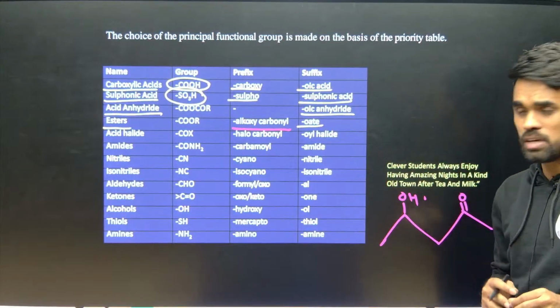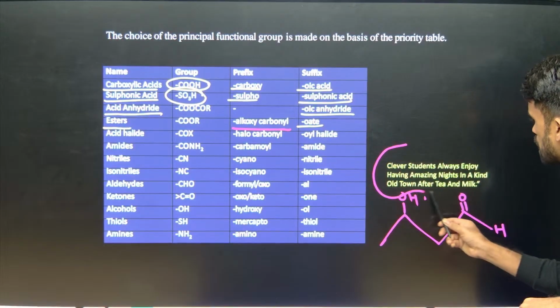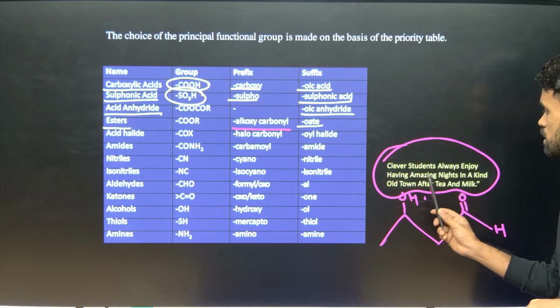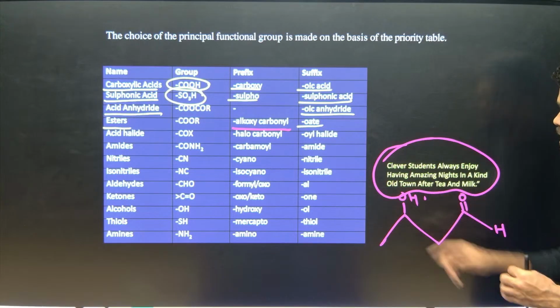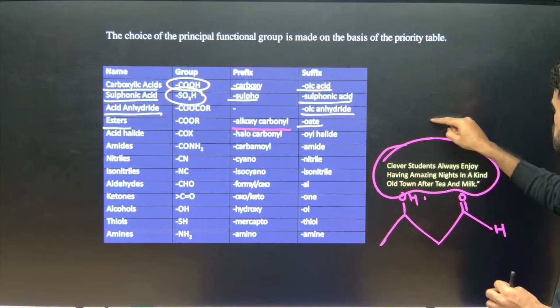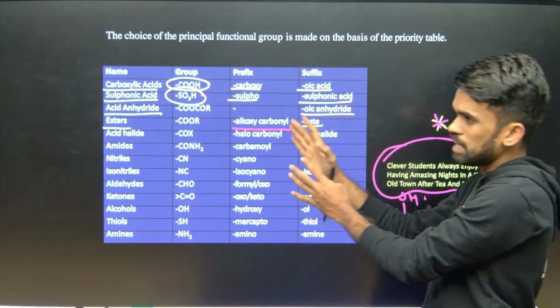Or if you are looking for any trick, just read this: Clever students always enjoy having amazing nights in a kind old town after tea and milk. See, clever means carboxylic acid, students means sulfonic acid. This is a small mnemonic to remember. Either you remember them directly or remember this particular mnemonic.